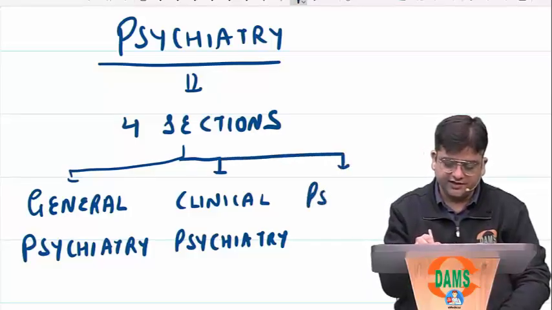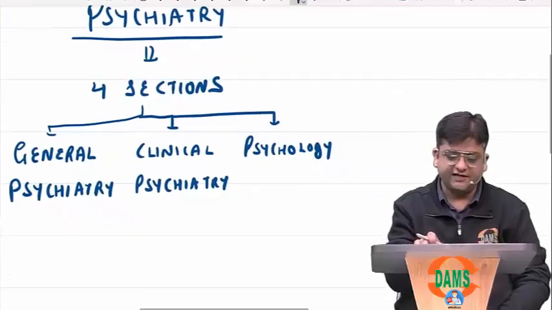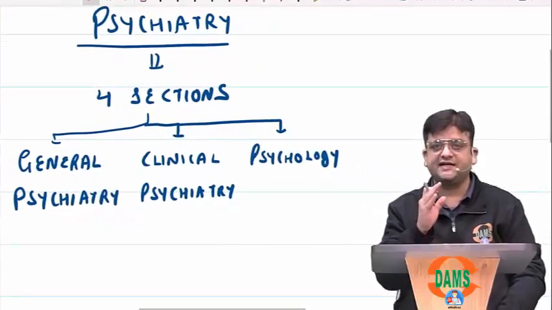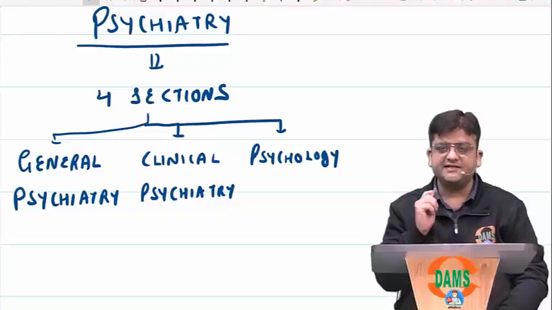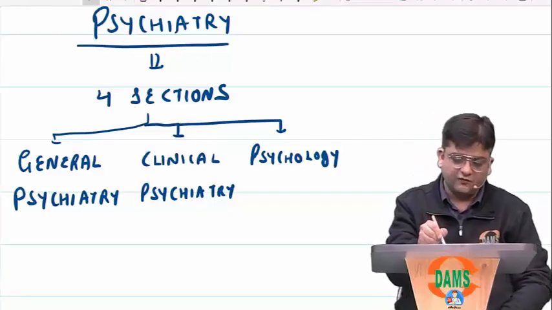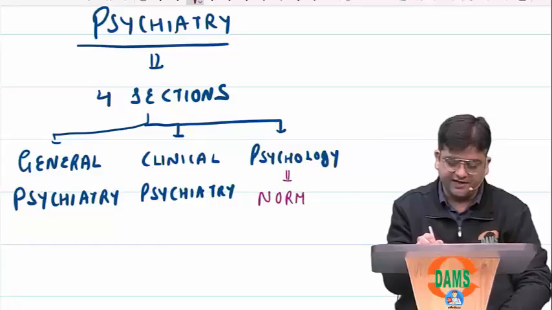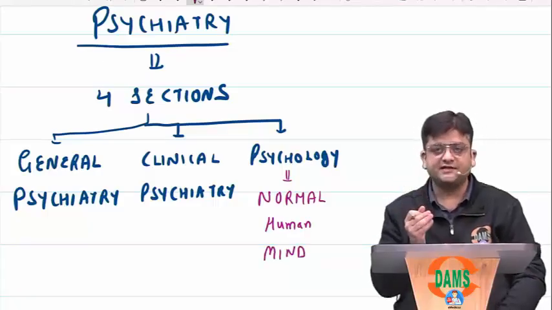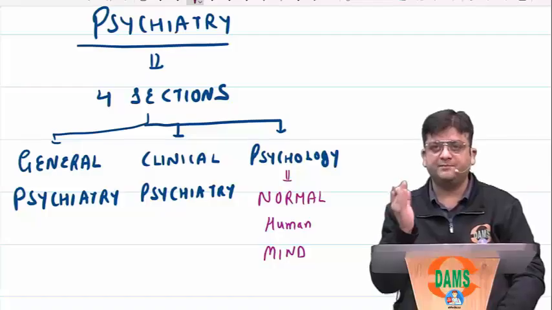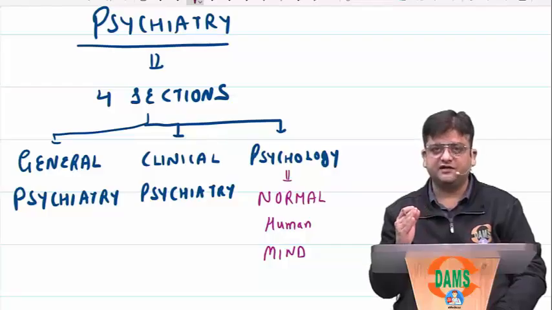The third unit is known as psychology. Let me clarify at the beginning itself that psychology and psychiatry are 2 different things. Psychiatry is the study of diseases of the human mind, while psychology is the normal human mind and behavior. Psychology is more of a humanities subject. Students study psychology as early as class 11th and 12th in school. Students study psychology in BA, BSc, MA, MSc. So you study psychology early as well.